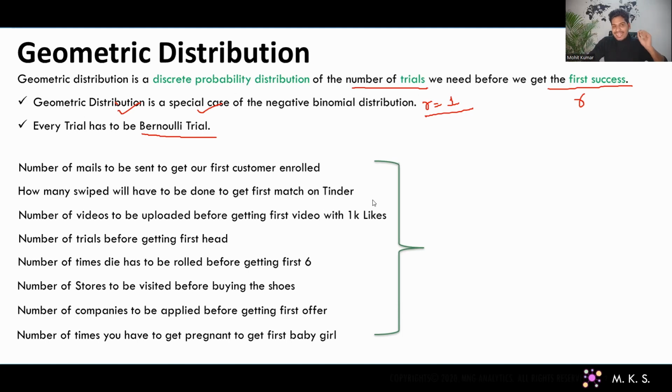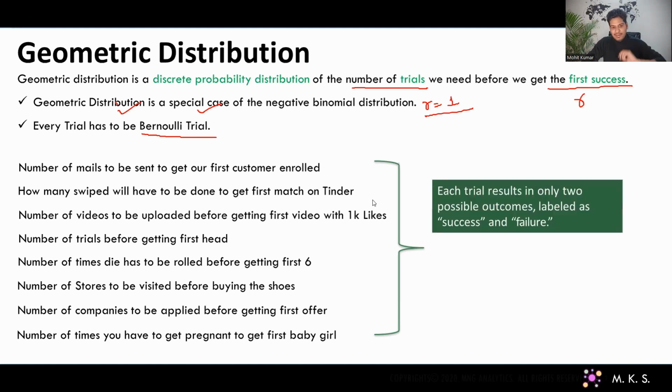Now if a trial follows two conditions, then we call it a Bernoulli trial. First condition is each trial has to have two possible outcomes, success and failure. So if I take the example of swiping on Tinder, every time you are swiping, there are two possible outcomes. Either you will get the match or not, right? Success here is getting the match. So that's the first condition.